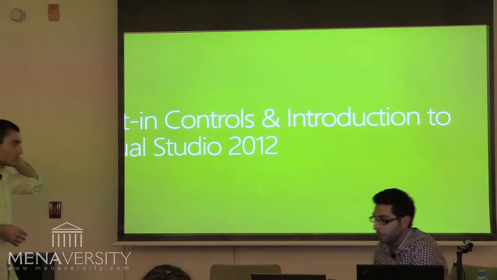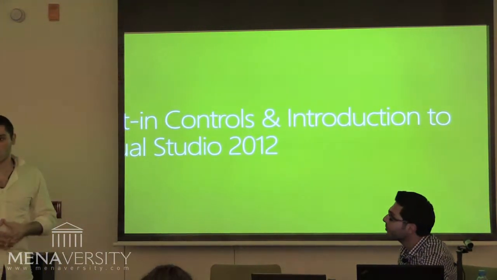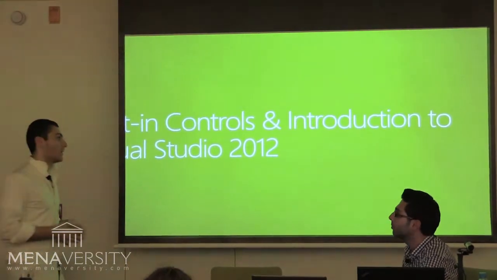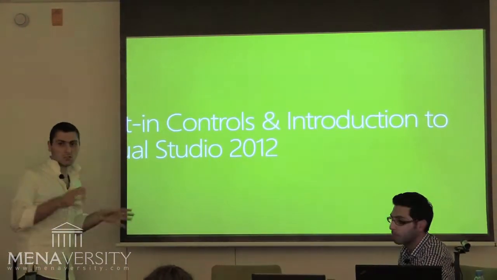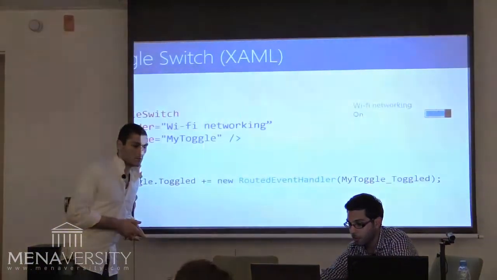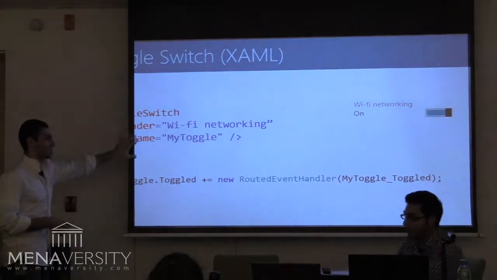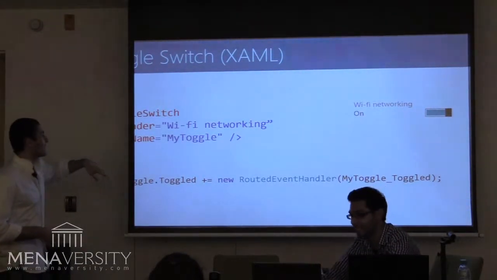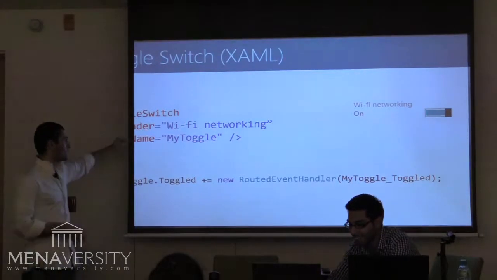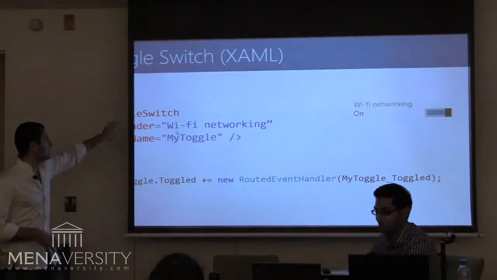So now we're going to introduce you to some built-in controls that exist inside Visual Studio 2012, and we're going to go over Visual Studio with a brief introduction. So let's go. Okay. As I mentioned before, we have the XAML code, which is not showing here actually. You can write this code. It says here toggle switch. Let's go back for a second. Okay, it says here toggle switch.